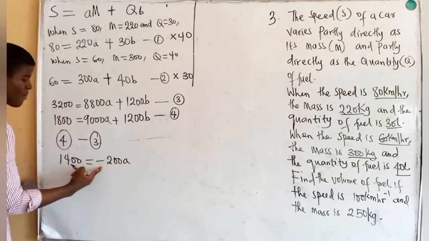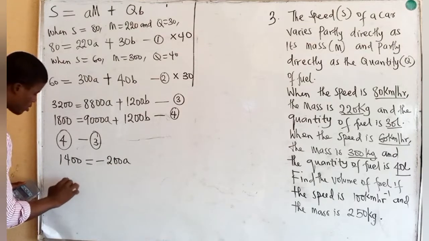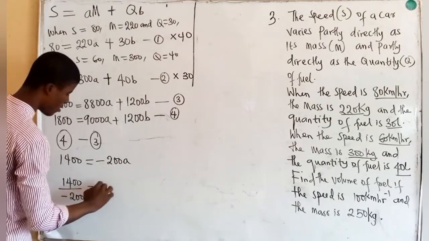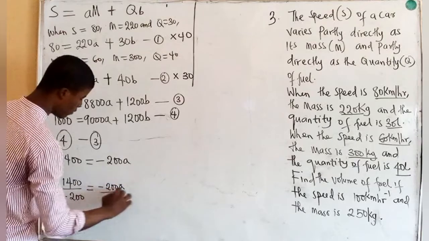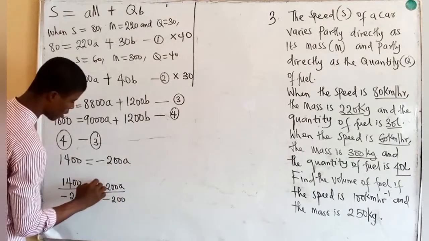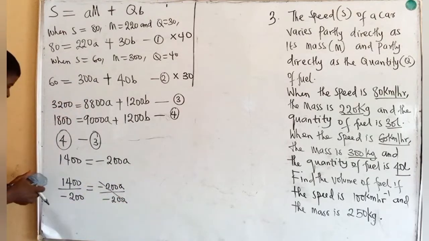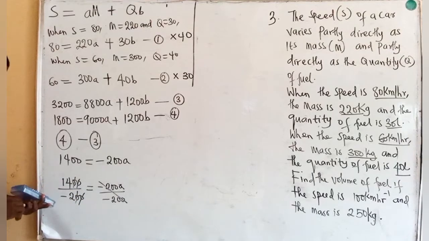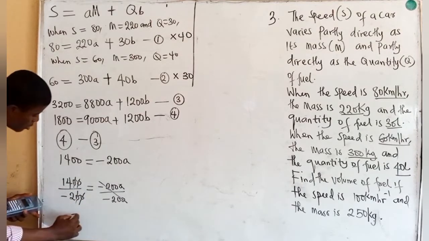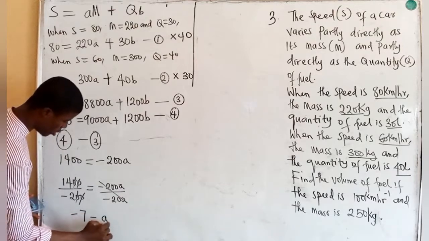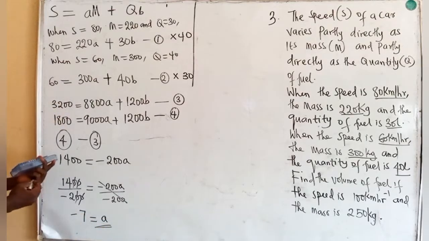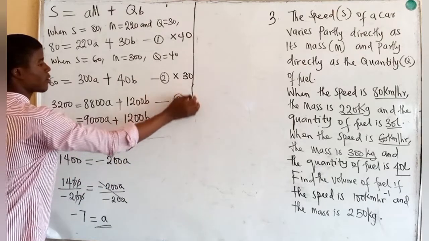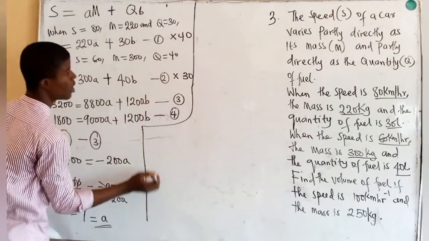So what I have now is this. I will divide both sides by minus 200. So 1400 over minus 200 is equal to minus 200A over minus 200. They cancel out, and 1400 divided by minus 200 is minus 7. This is equal to A. So the first constant of variation, A, is minus 7.